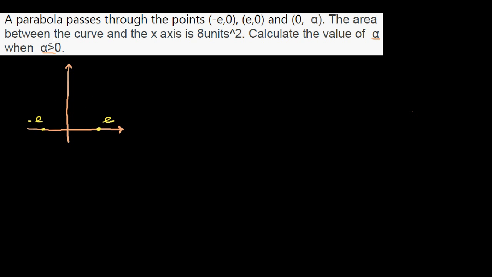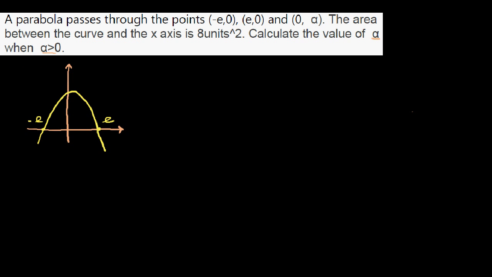It's an upside down parabola. So how do I know it? Because alpha is greater than 0, the y-intercept is positive. So the graph looks somewhat like this.